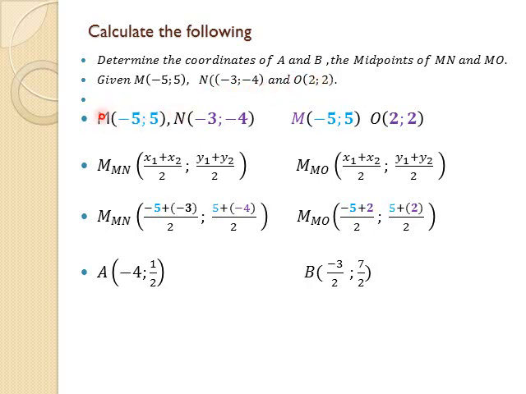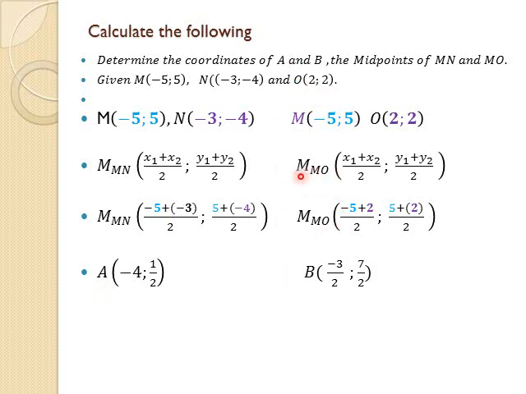Right, so if we take the coordinates of M and N, midpoint is (x1 + x2)/2, (y1 + y2)/2. So for my x's, -5 - 3 divided by 2, negative 8 divided by 2 gives me negative 4. 5 - 4 for my y over 2. 5 - 4 gives me 1. So I'm left with 1 over 2. And that's the coordinates of A.